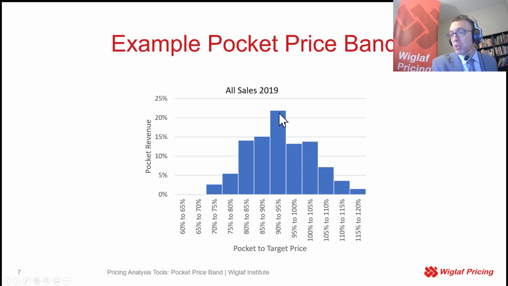For instance, you can see the largest single bin here is the 90 to 95%. Now, depending on what the corporate strategy is, what the corporate goal is for that, this could be a really good result. I mean, if their overall goal for the company was to meet 80% of the target, they're doing fantastic. As a matter of fact, you even have transactions here in which they achieved higher than their target price. So this is just one more way of looking at what you can potentially do with a pocket price band.